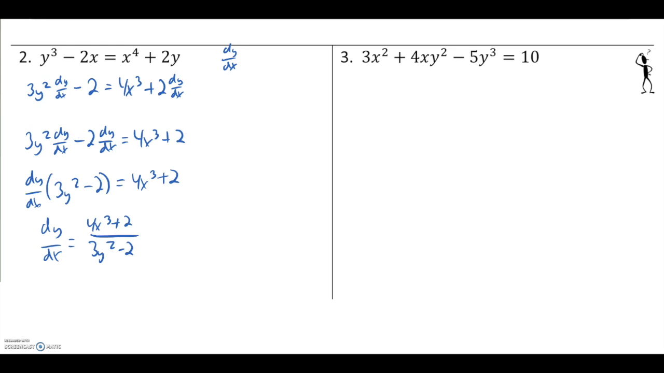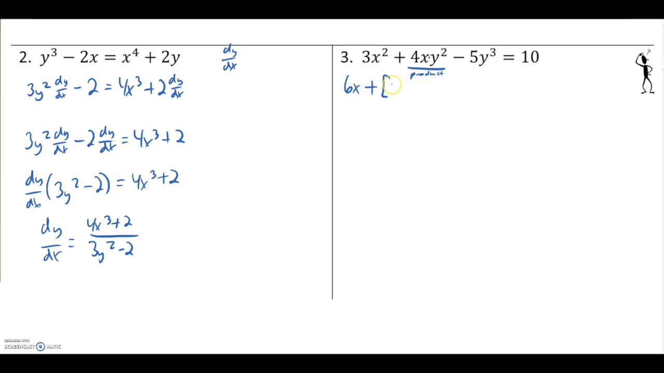And one more before we check a couple of the application problems with this. 3x squared plus 4x times y squared minus 5y cubed equals 10. So the 3x squared will be a 6x. And notice how I said 4x times y squared. Those are two different functions of x, the actual 4x and the y that is my implied function of x. This has to be a product rule.